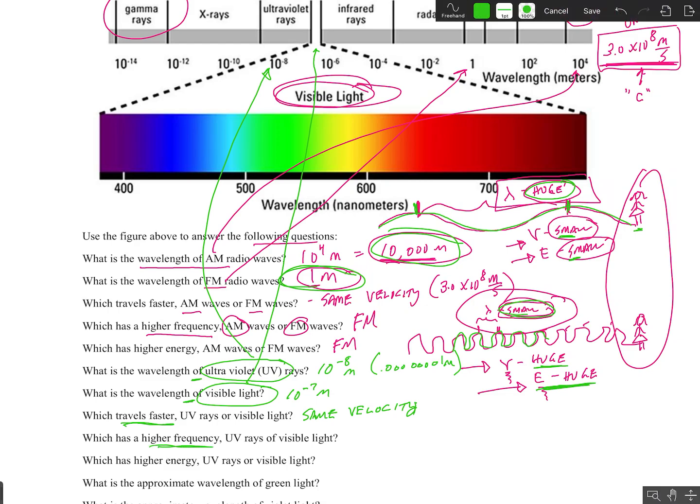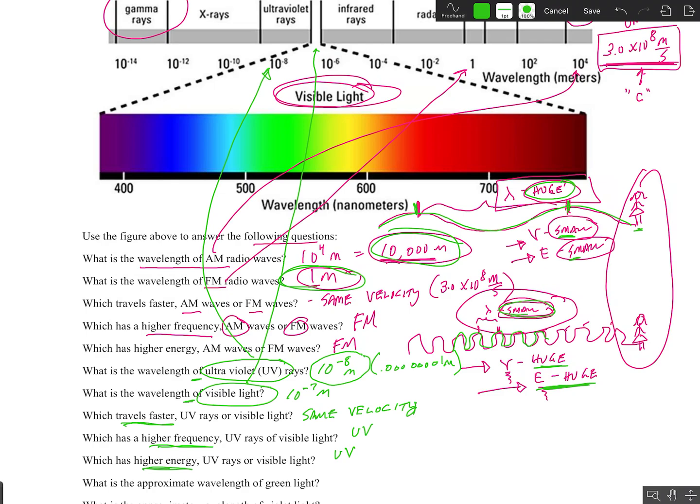Which has the higher frequency? Now, you're thinking, aren't you? The one with the smaller wavelength would, wouldn't it? Isn't 10 to the negative 8th a little bit smaller than 10 to the negative 7th? Yep, so you would say UV would have the higher frequency, and therefore, since its frequency is higher, wouldn't it have the higher energy?